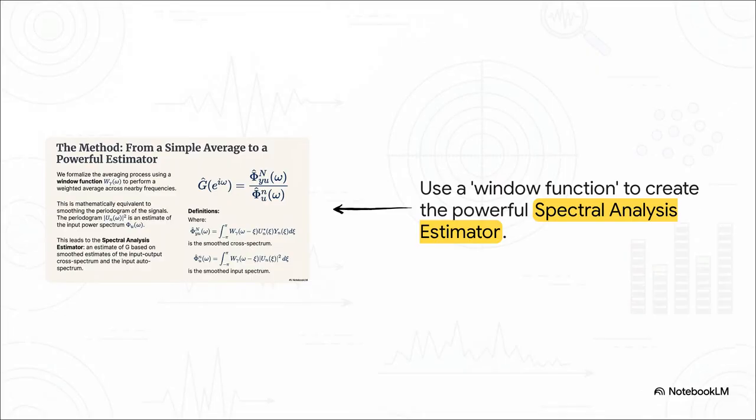Okay, so how do we turn that brilliant insight into a method we can actually use? We make it official using a mathematical tool called a window function. You can think of it like a moving spotlight that we shine on a small range of frequencies. It performs a weighted average, so it gives more importance to the frequencies right in the middle of the spotlight. This leads us to what's called the Spectral Analysis estimator. And as you can see, it's no longer just a simple ratio, it's a ratio of the smooth spectrums. We've literally built our key insight right into the mathematics.